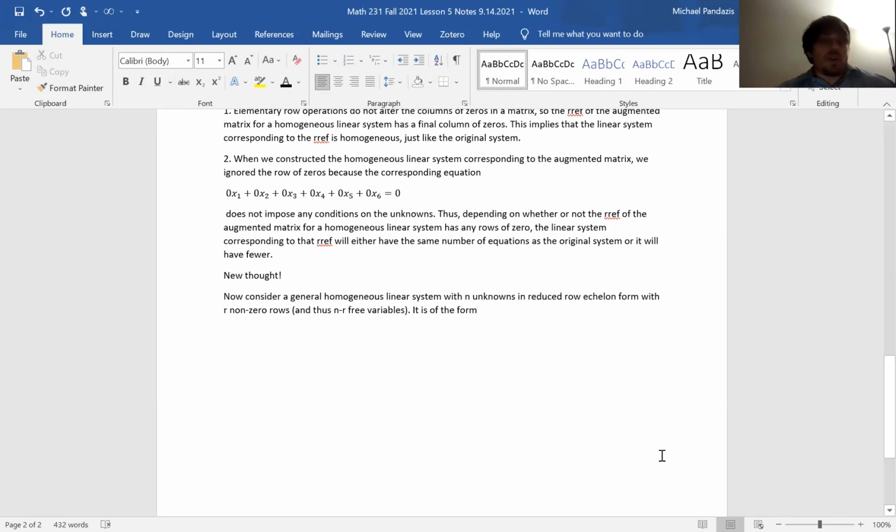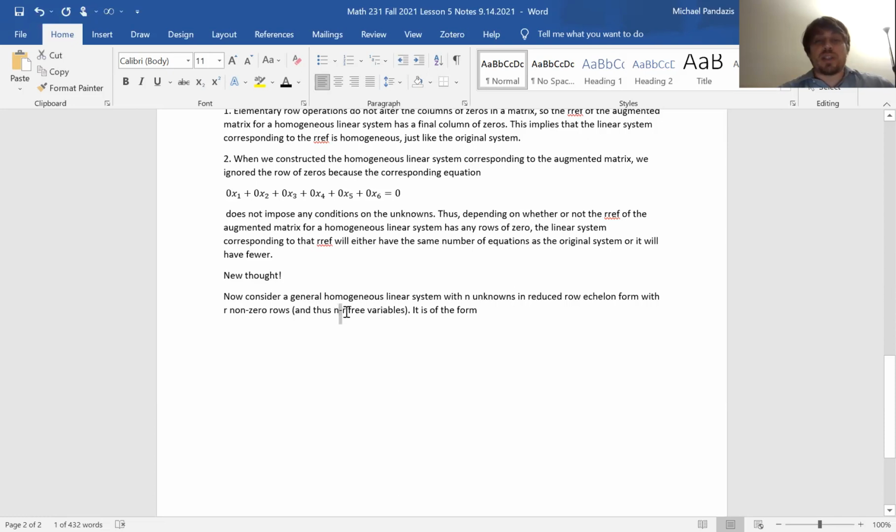Well, if you have r non-zero rows and it's in reduced echelon form, that means that every non-zero row has a leading 1, which corresponds with the leading variable. So having r non-zero rows in a reduced echelon form matrix means you have r leading variables. If you have n unknowns and exactly r of them are leading variables, that means the rest of them are free variables. There's a total of n variables and r of them are leading variables, and so there are n minus r free variables.